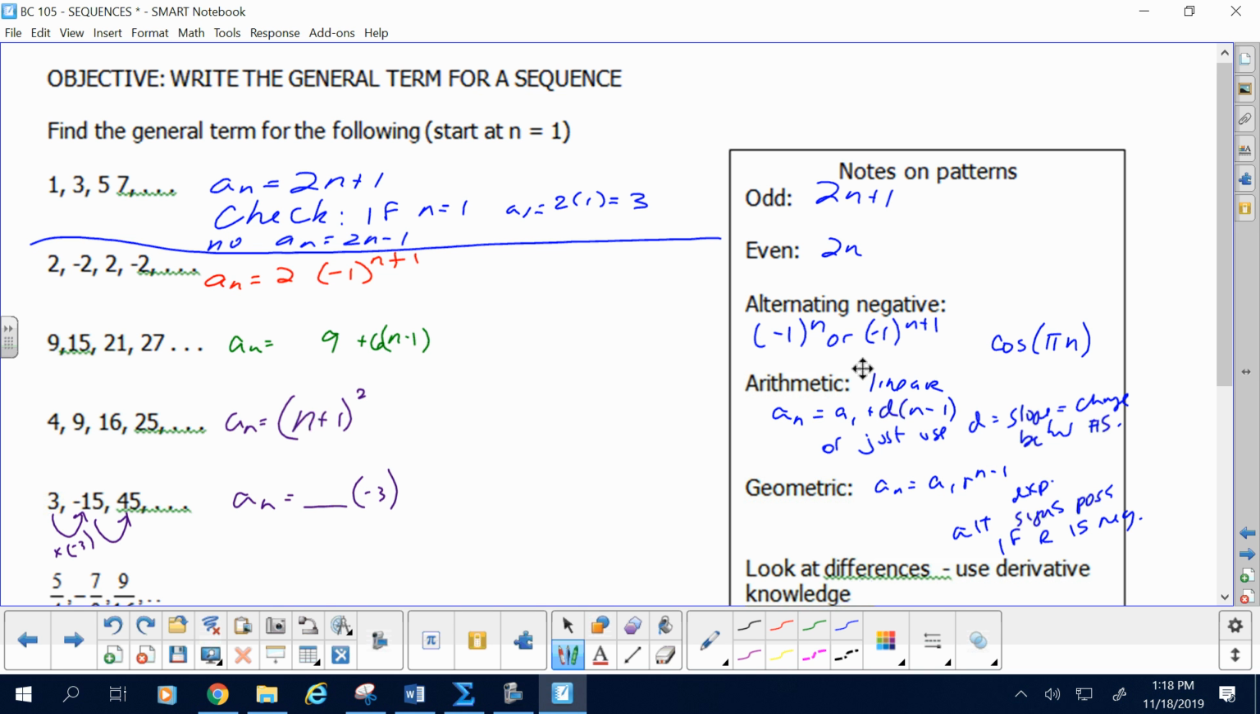Oops, wait a second here. Did I make a mistake? This would be 5 and 3. We have negative 2, 6, and negative 18. Negative 2, 6, and negative 18. My pattern wasn't actually a pattern.